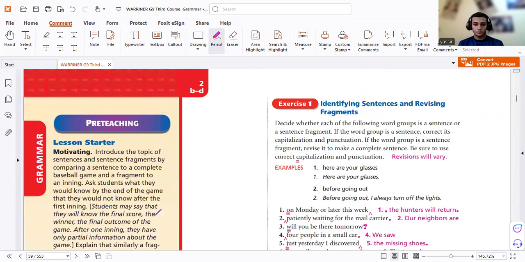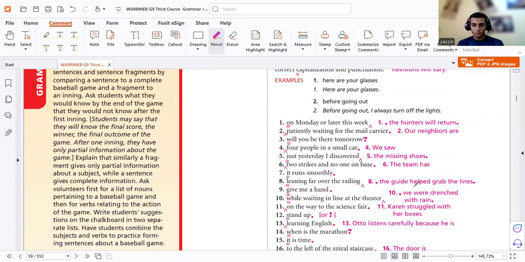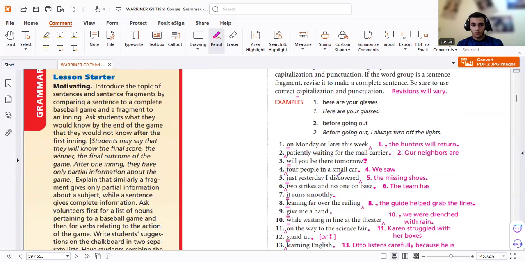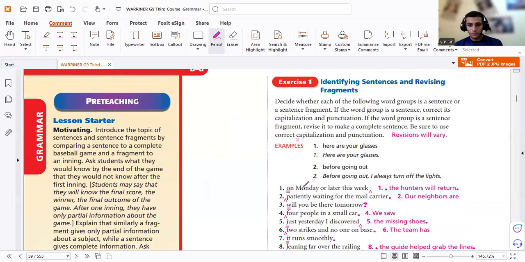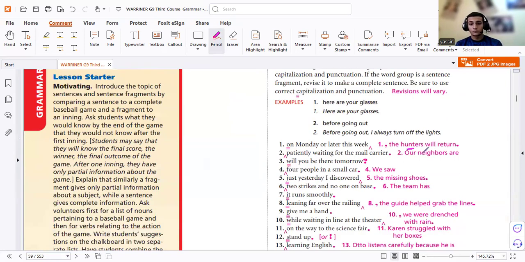So when you study at home, you already have the questions, you have answers, but your job is to try to understand the answers. Here, for example, he gives you all of these fragments. He wants you to complete the meaning. So if it lacks a subject, add one. If it lacks a verb, add a verb. "On Monday or later," there is no subject, there is no verb. So add a subject and verb. Again, "patiently waiting for the mail." Who was waiting patiently?